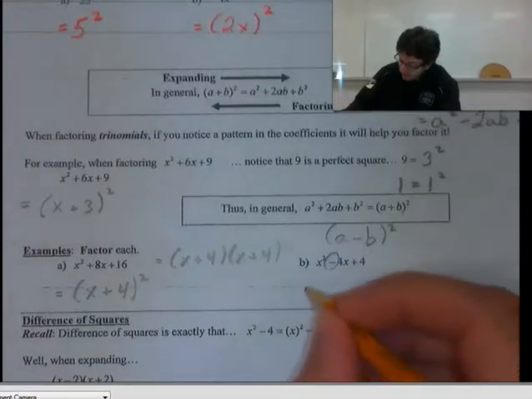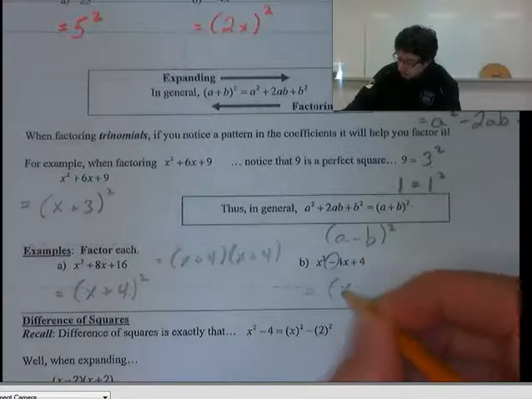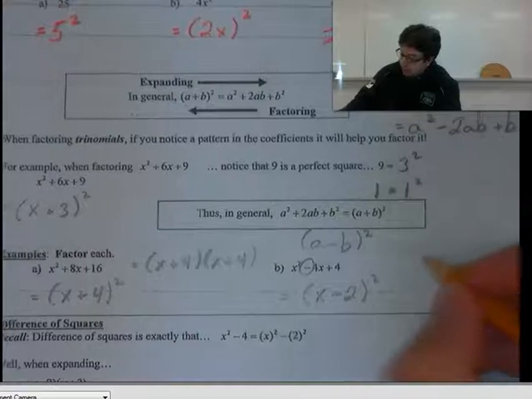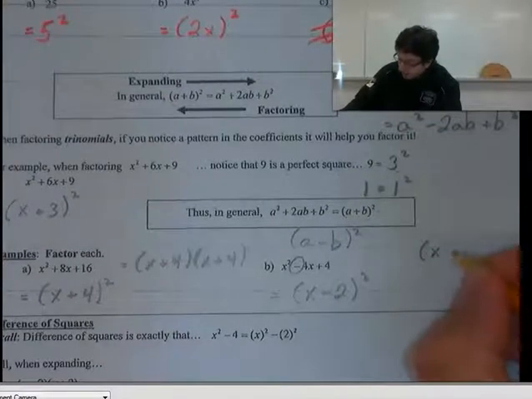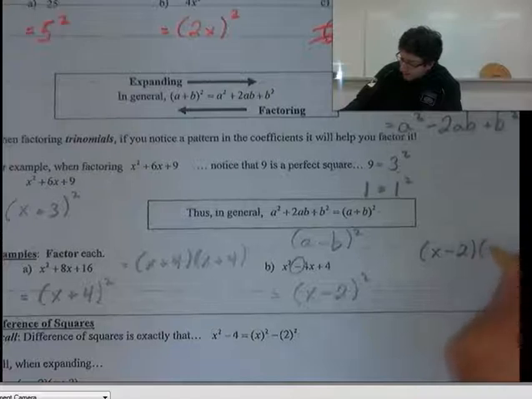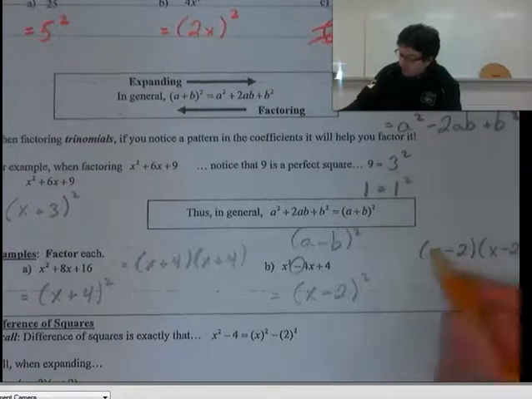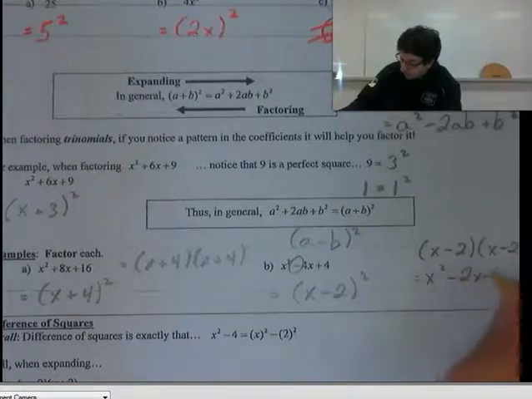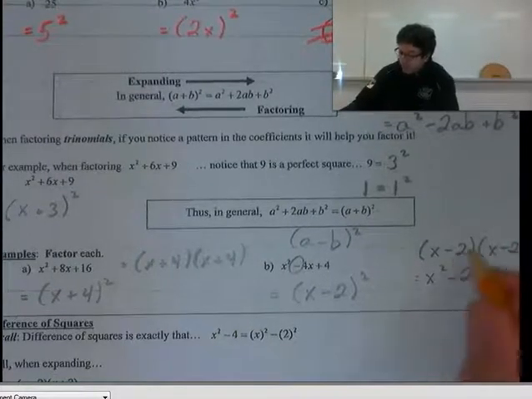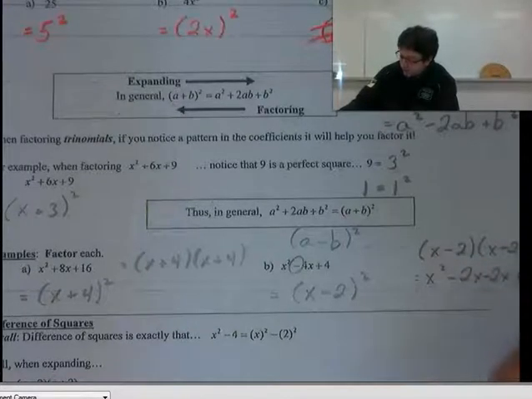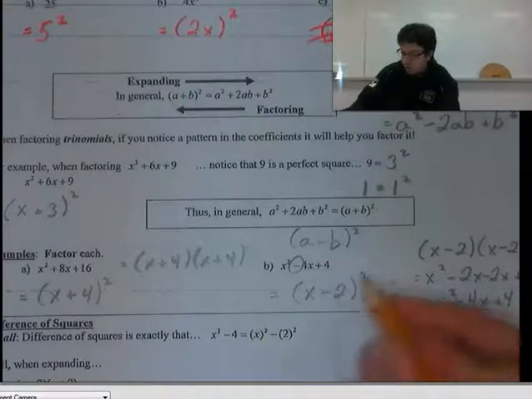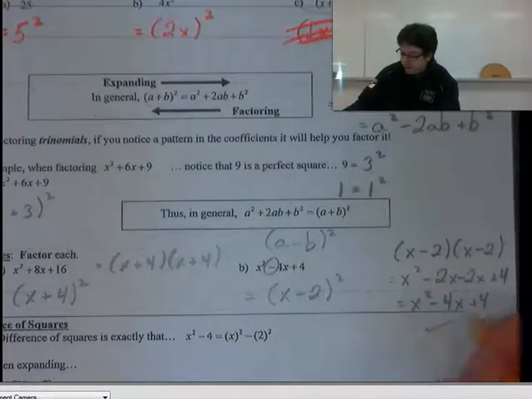So we can write this as x minus 2 squared. And you can confirm that that works, right? You can go to the side and multiply x minus 2 with itself. You can FOIL it, you'll get x squared, minus 2x, and then again minus 2x, which gives you minus 4x when you combine it, and then double negative, 2 times 2 gives you 4. So that's x squared minus 4x plus 4, which is what we had here. So yeah, it works.